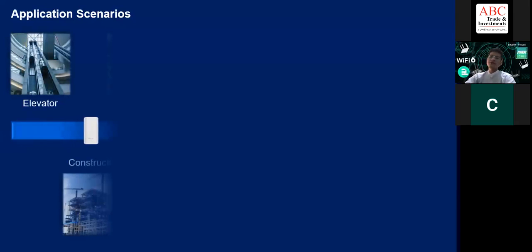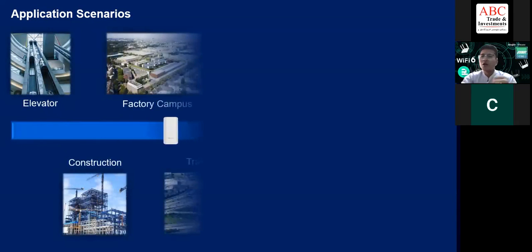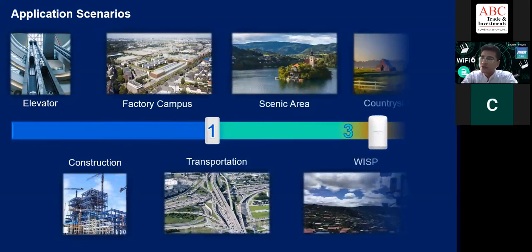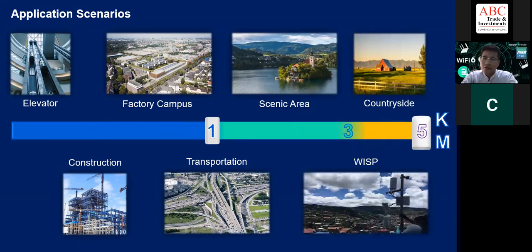Okay, in this part, I will show you which scenarios the wireless bridge is very useful for. Here, as you can see, I mentioned a lot of scenarios, but you can use it in other scenarios also. Here is our elevator scenario. You can use it for elevators, factory complexes, scenic areas, countryside, construction, transportation, and WISP. So these scenarios are very useful for the wireless bridge. Okay, so here we mentioned we have two product lines.